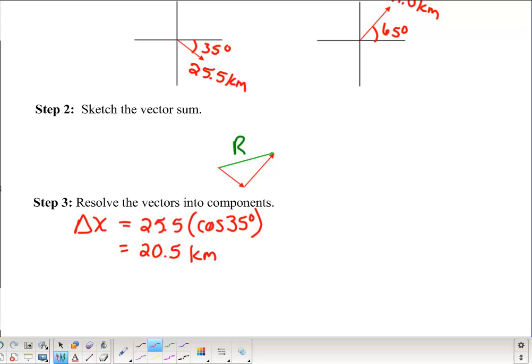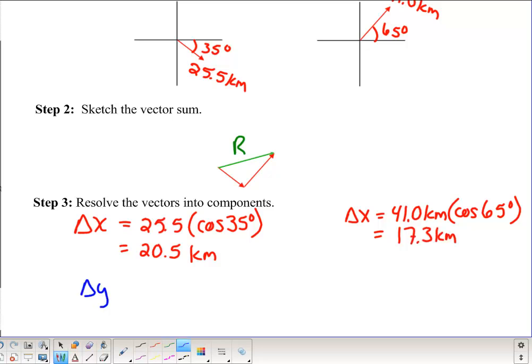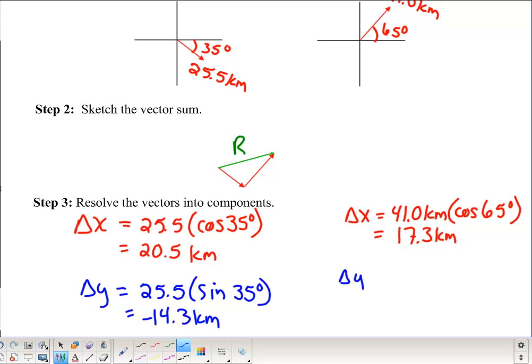The second day, our change in position, or our displacement, is going to be 41 kilometers times the cosine of 65 degrees, and I get 17.3 kilometers. For the change in position in the north-south direction, I get 25.5 times the sine of 35 degrees, and I'm making that south direction negative, so it's going to be negative 14.3 kilometers. For my second day's travels, delta y is going to be 41 kilometers times the sine of 65 degrees, and I get 37.2. So to the right is positive, up is positive, down is negative.